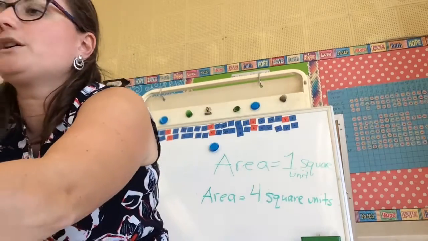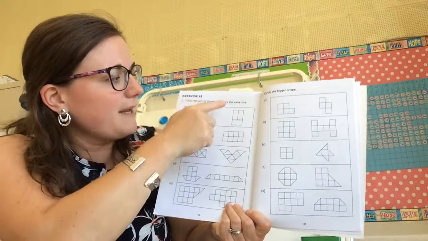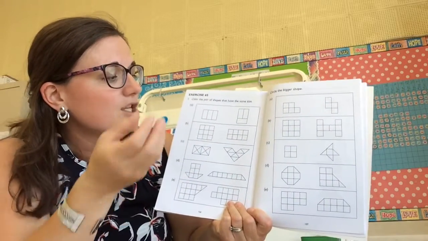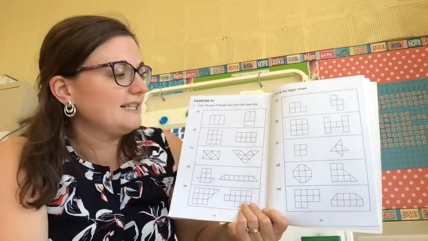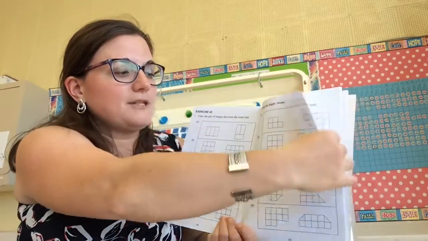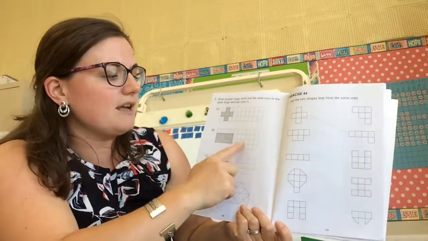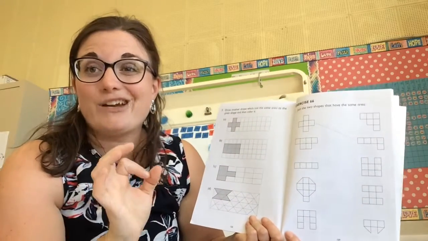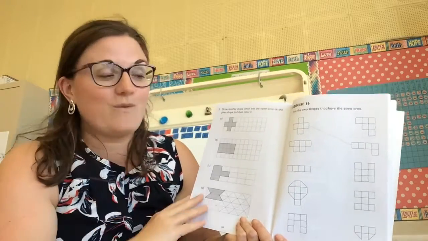So today in your workbook, I'd like you to do exercise 65, and it starts off by saying color the pair of shapes that are the same. So look at them and say, are they the same? If so, color them. If they're not, leave them blank. Okay? Then you're going to circle the bigger shapes. You're going to look at both of them and circle. Over here, you're going to draw another shape with the same area. Remember, it can look different. It just has to use the same number of squares, okay?